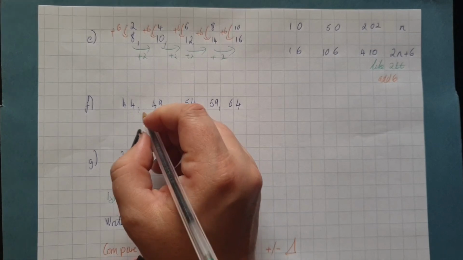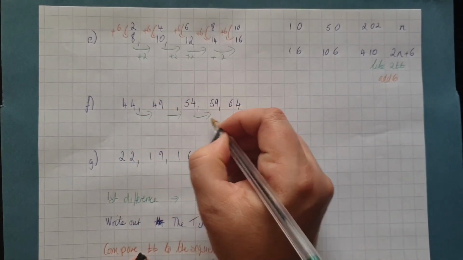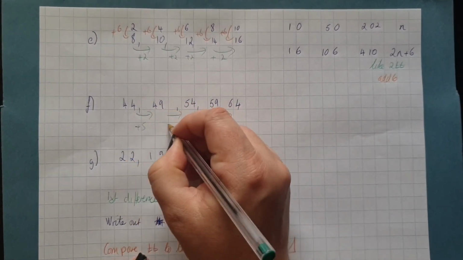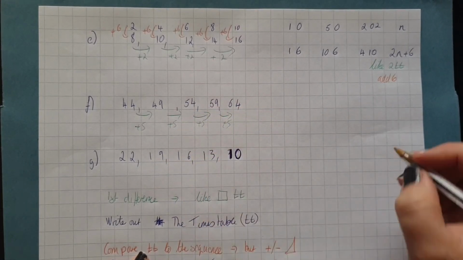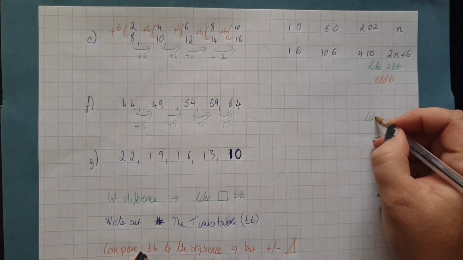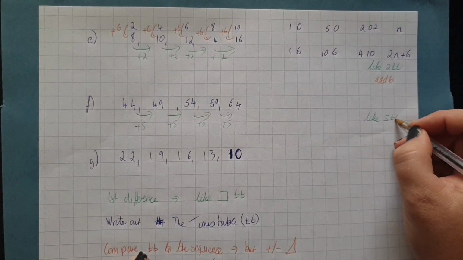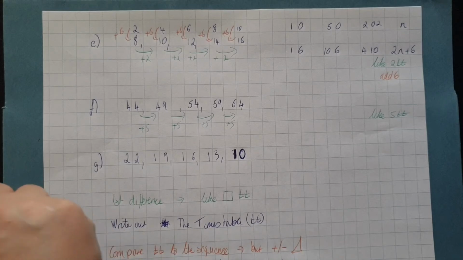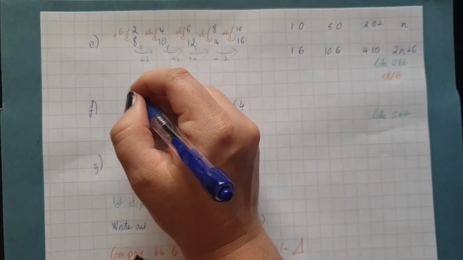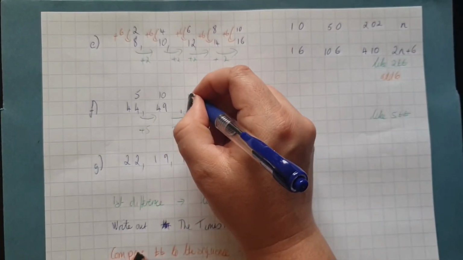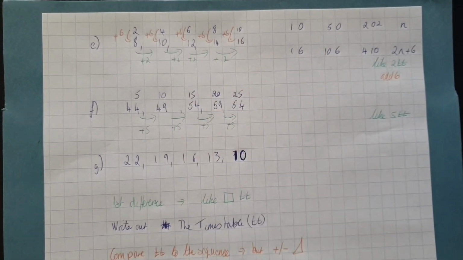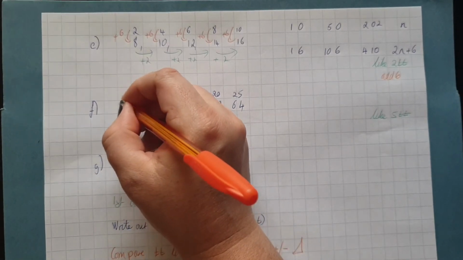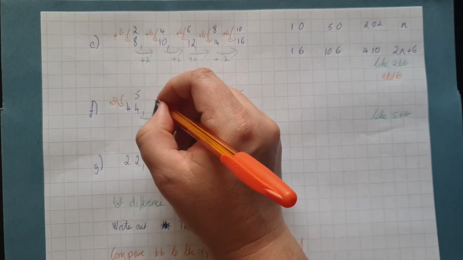Next one, again, first difference. Adding 5, adding 5, adding 5, adding 5. So we're saying this is like the 5 times table. But if it was the 5 times table, we would go 5, 10, 15, 20, 25. Bit bigger number here, but still the same principle. We are adding 39.